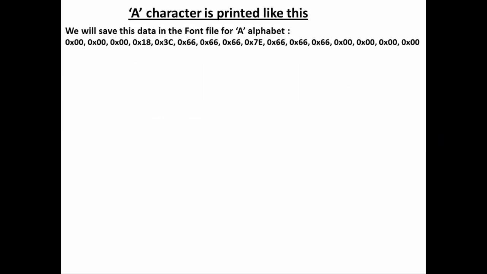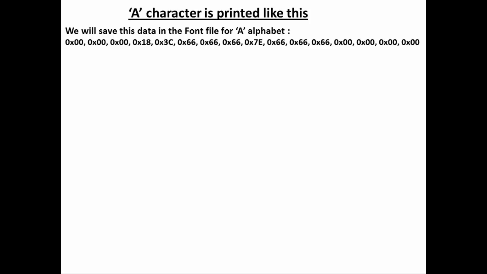Let's say we want to print an alphabet. For that we will create a font data for a character in the font file. As you can see on the screen, we have shown the font data for a character. Here you can see we have a complete row of total 16 hexadecimal numbers. This complete row is actually the font data for the A character. Now these 16 hexadecimal numbers actually make the A character display on the LCD screen.